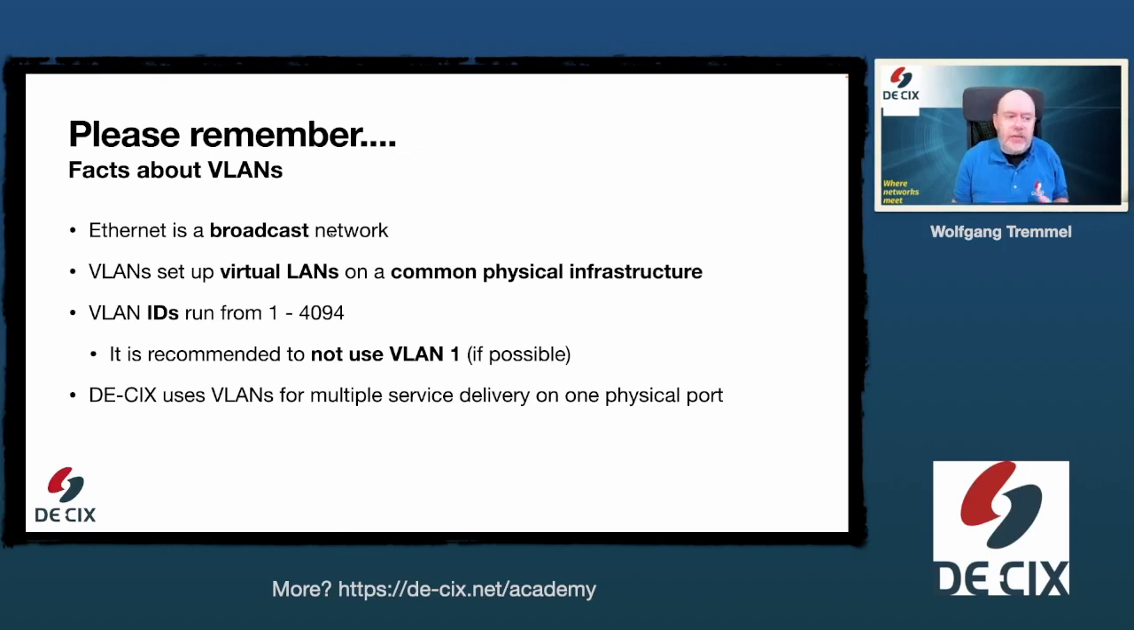The VLAN IDs run from 1 to 4094, and one engineer once asked me for advice about VLANs, and I said, never use VLAN 1. Why is that? VLAN 1 is often configured as a default for new devices. So if you get a device out of the box, connect it to your infrastructure, and you are using VLAN 1, you will never know what happens. So please, if you have the choice, never use VLAN 1 for anything productive.